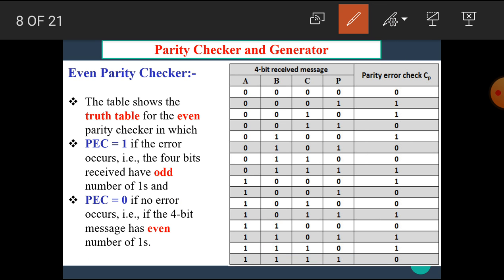Now let's consider the last combination here. In this combination there are a total of 4 ones. 4 is an even number and we are seeing here the even parity bit.